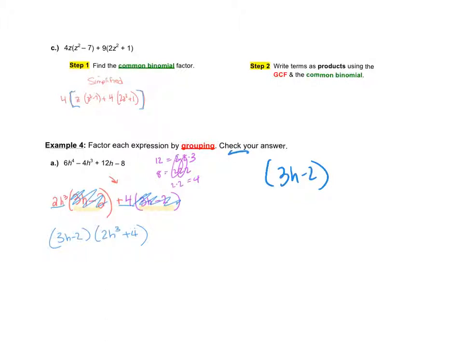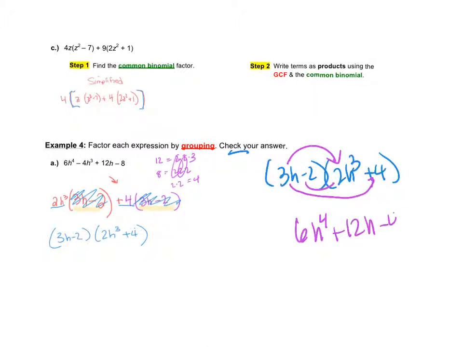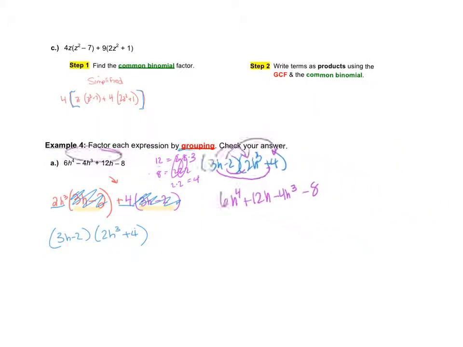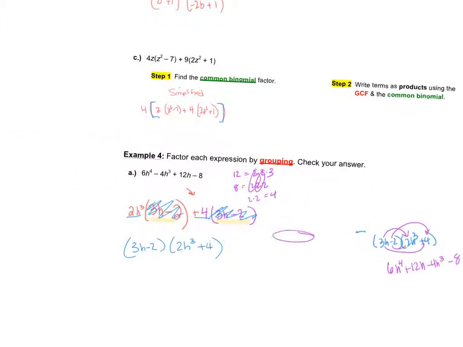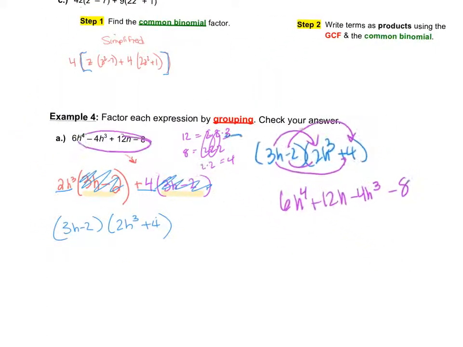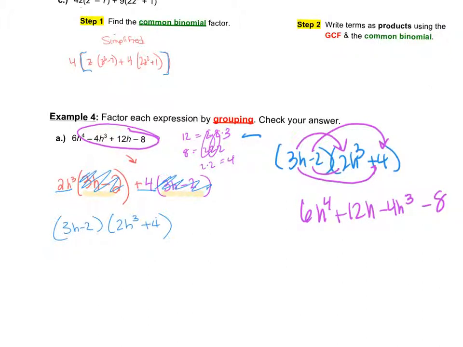I'm checking my answer by taking the binomials that I have left, FOILing 6h to the 4 plus 12h minus 4h to the third minus 8, and then looking at the original one to see if it's the same, and in fact you will notice that it is. So I know that my factored binomials were factored correctly, and these are the factors of that fourth or quartic 4-term polynomial.